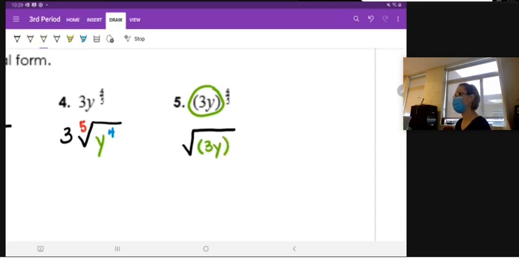Do not forget those parentheses. You need them inside of your radical. They have to be there. If you don't have these there, you will be wrong. Its exponent, which is 4, and then your index, which is 5.